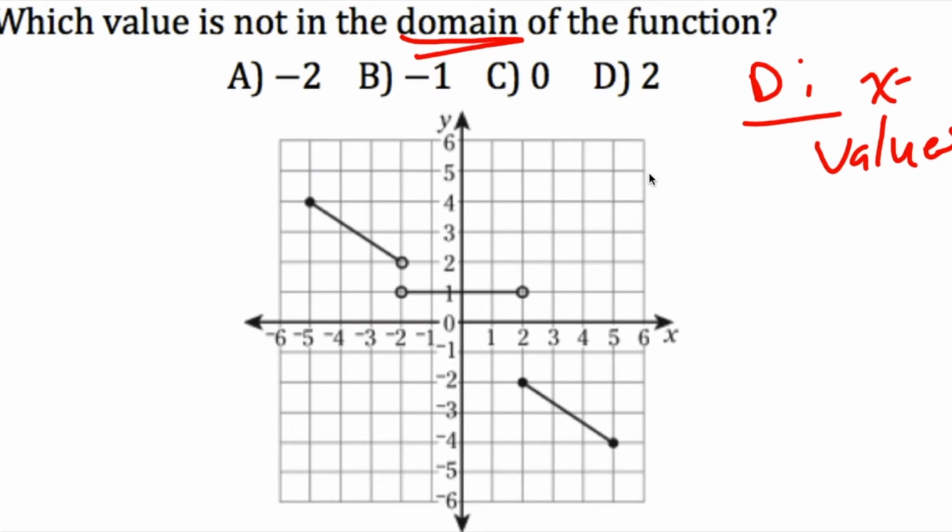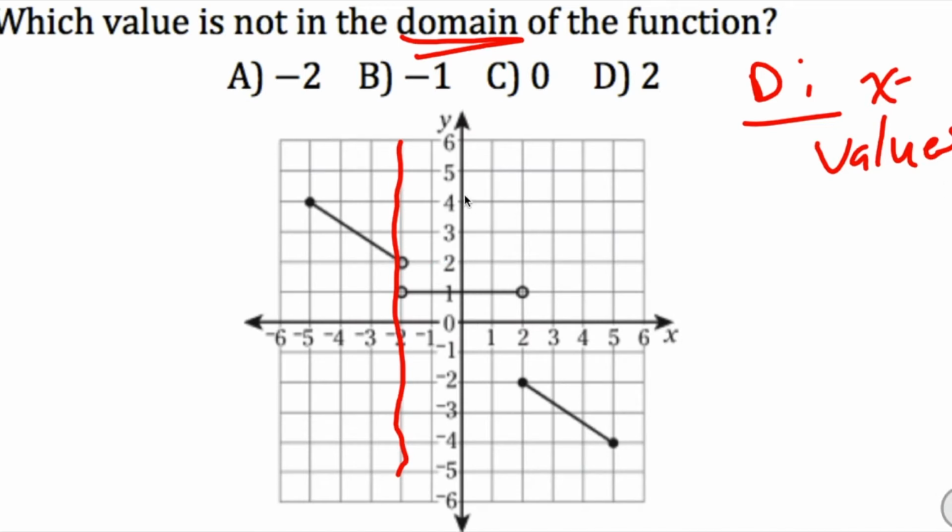So first up is -2. Well, if I look at -2 right here, is this covered? We want to know, is this covered in the domain? And that one might be a little confusing because we have the open circles there, so some people might be thinking, I don't know, maybe it is, maybe it isn't. So let's look at the next one then.